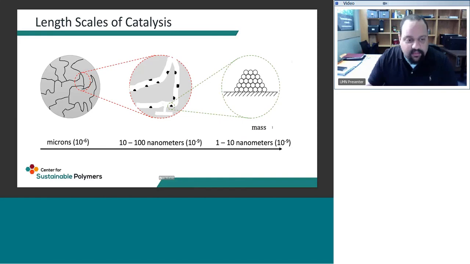Because as I was just describing in terms of how, for example, a supported metal catalyst works, we have these length scales of catalysis, where on the micron level we might see all these porous networks, and if we zoom in a little closer, within a single pore channel we start to see some of these metal clumps. And then if we look even closer, on the nanometer level, we'll see these supported metal nanoparticle structures that are essentially our active sites.